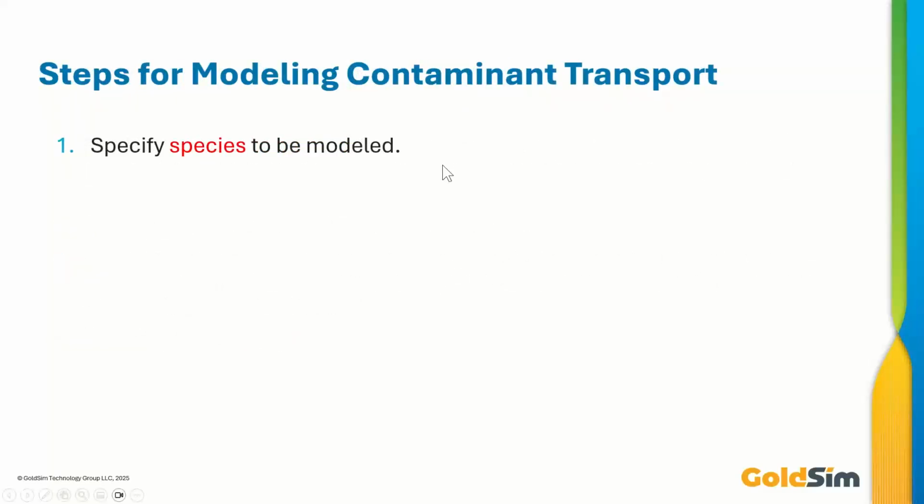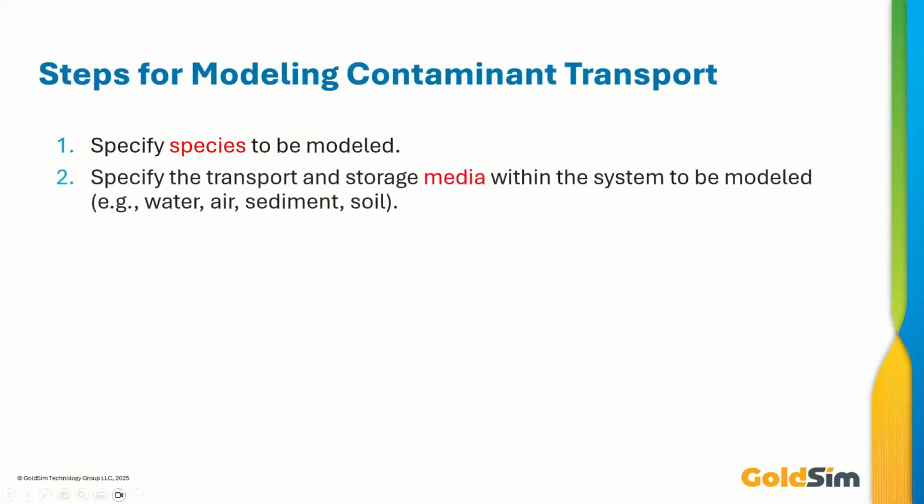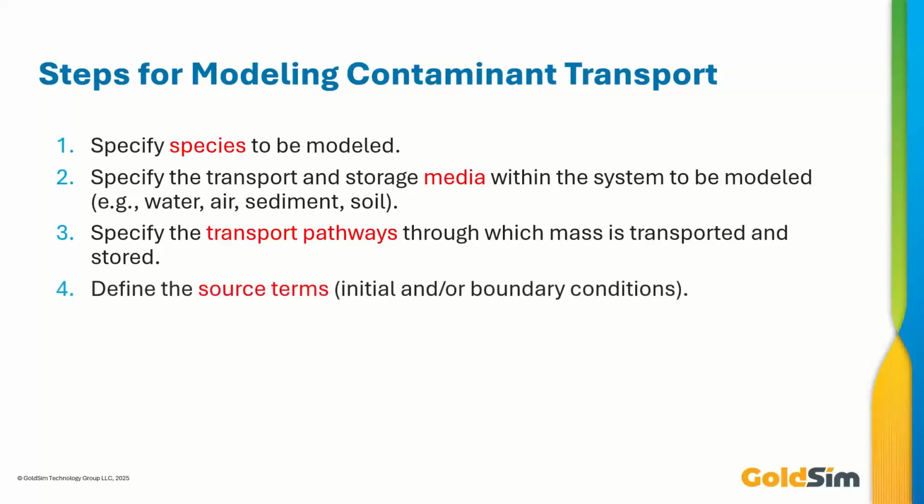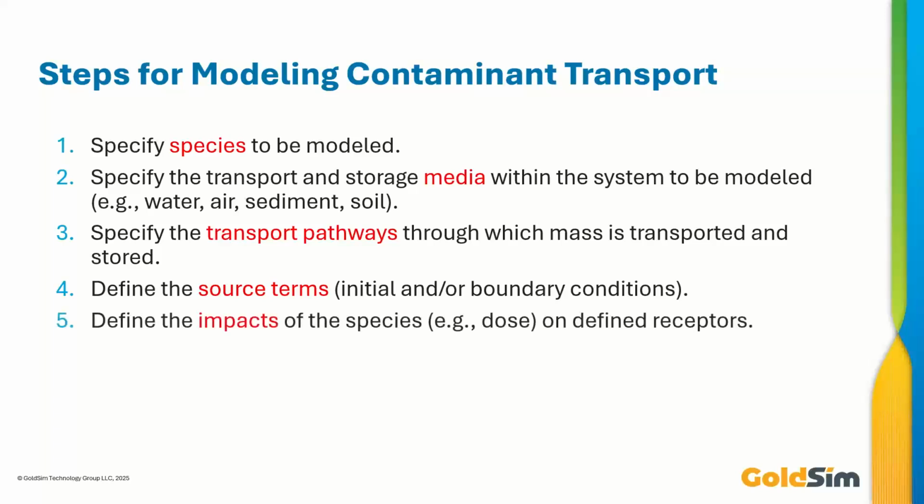So the way we model contaminant transport, we specify some species, we define media: water, sediment, soil, air. We define transport pathways, and that's where mass is transported and stored, and transport pathways are made up of media. And of course, we have to define some source terms. Is there an initial or a boundary condition? And again, optionally, we can define impacts. We can provide some information to GoldSim so it can convert concentrations to impacts, doses, for example.